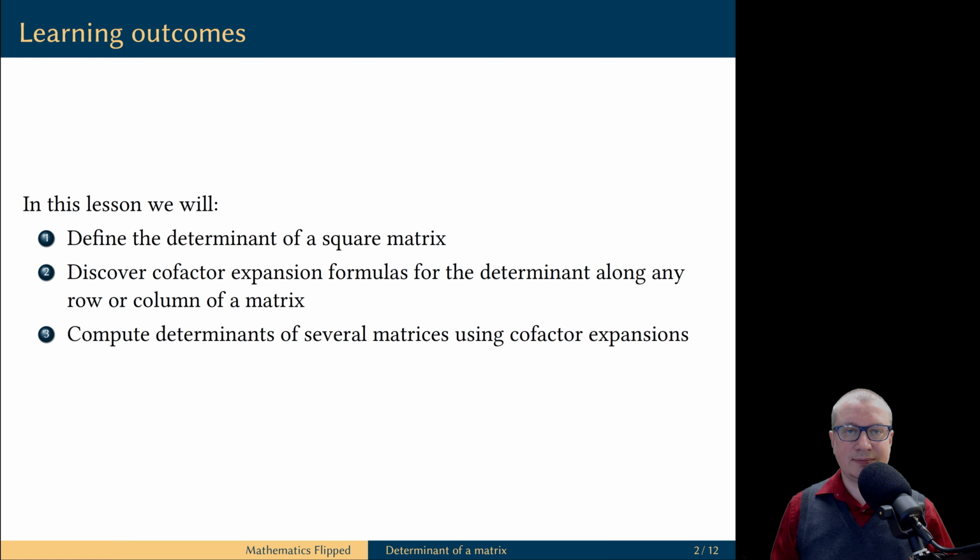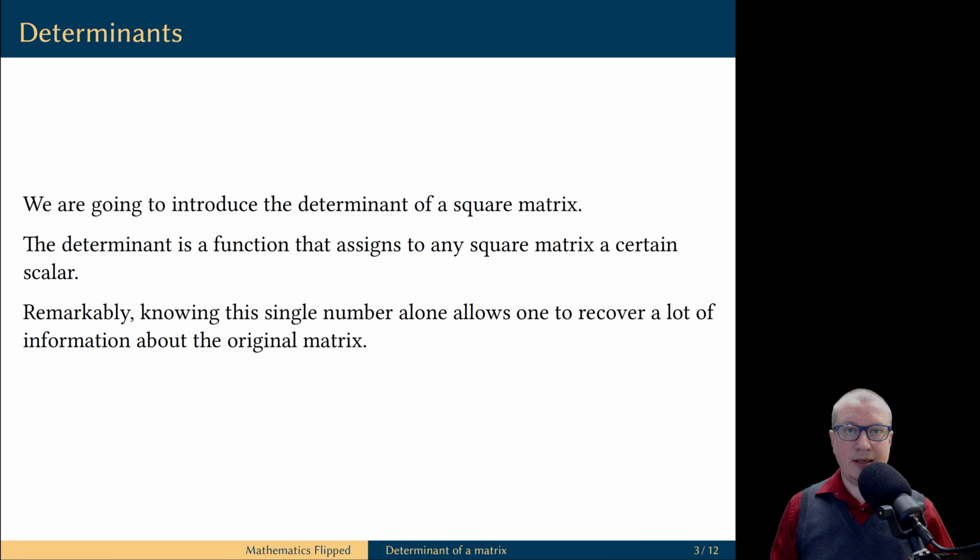Let's get started. We are going to do something interesting in this video. We are going to take a square matrix and we are going to assign one single number to this square matrix. This number is going to be called the determinant of a matrix, and as we will discover in the near future, knowing this one single number already tells us quite a lot of information about the original matrix.